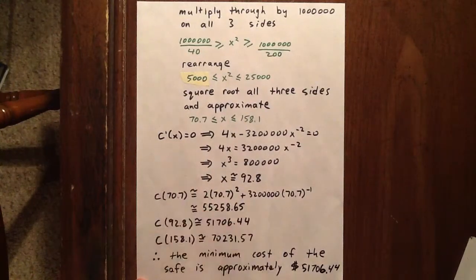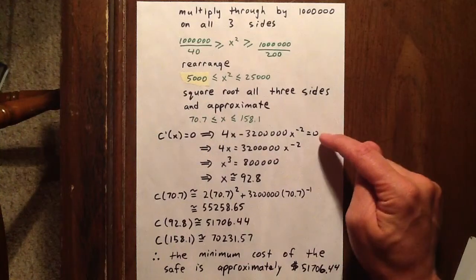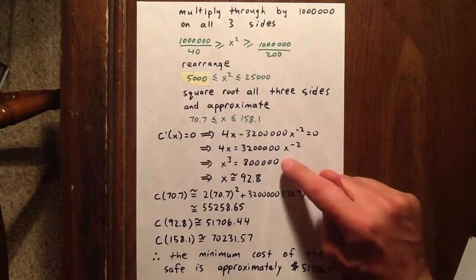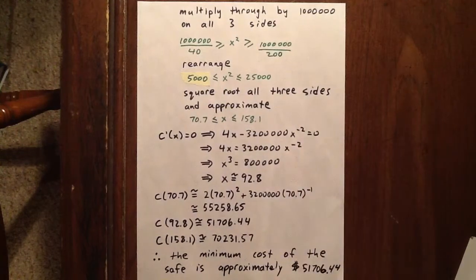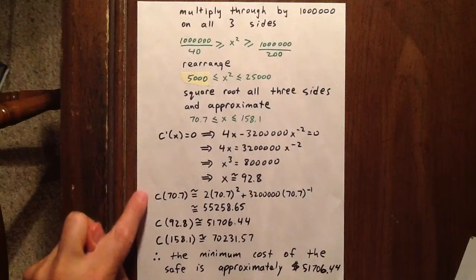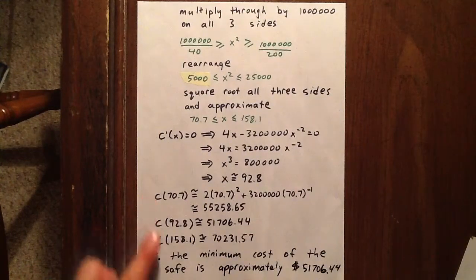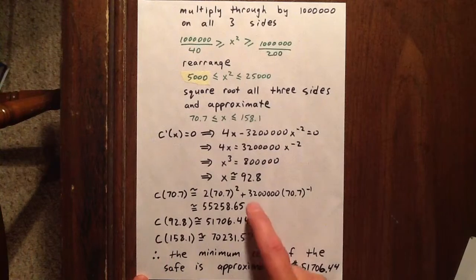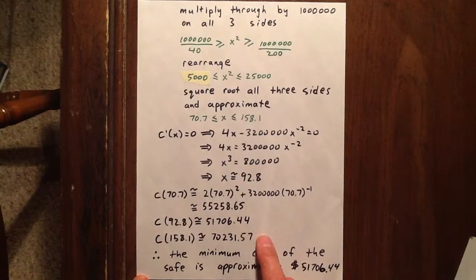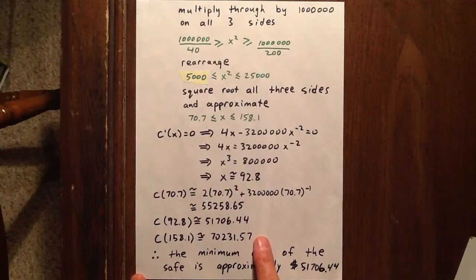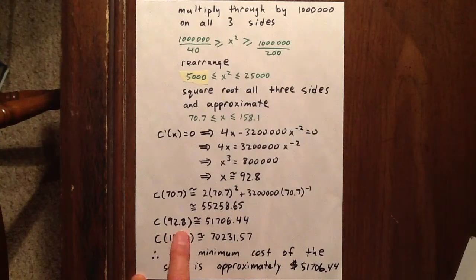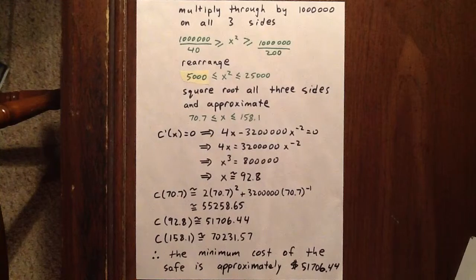Now we're going to take the derivative of the cost function with respect to x and set it equal to 0. Doing that leads to the result that x is approximately equal to 92.8. So we're going to sub in our two endpoint values for x, 70.7 and 158.1, and we get these relatively expensive costs of 55,000 and 70,000. And then we're going to let x be 92.8, and we're going to see that we get a minimum cost of $51,706.44.